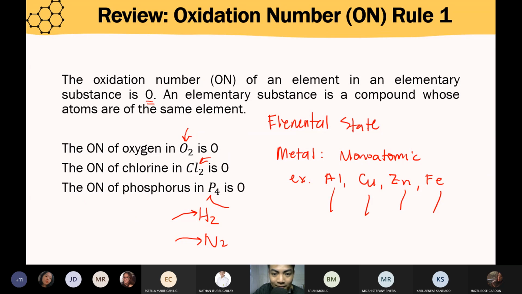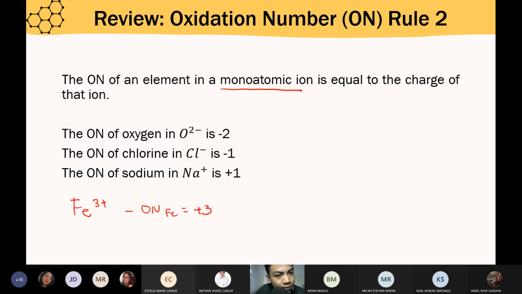Anim pala yan. Okay. So number 1, elemental state, ang oxidation number ay 0. How will you know if that is an elemental state? It doesn't have any charge and iisa lang yung element na nandyan. Okay? So, automatically, the oxidation number is 0. Rule number 2, if you have a monoatomic ion, ibig sabihin ng monoatomic ion, isang atom pero may charge. Okay? The oxidation number of that species is automatically whatever the charge is.